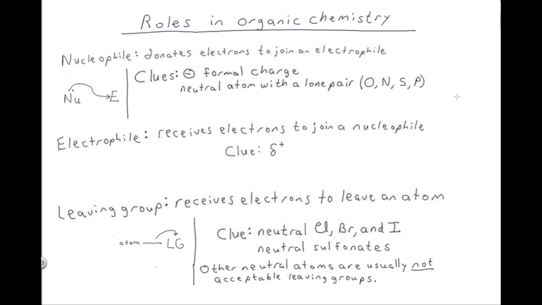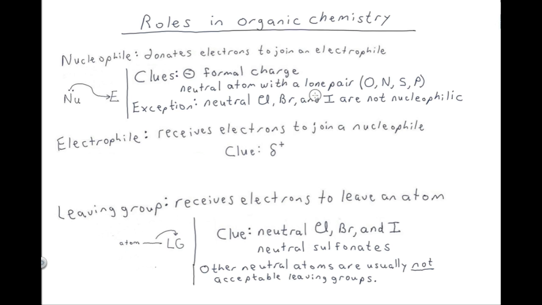Now, unfortunately, almost every rule in organic chemistry has an exception. So there is an exception to this rule. There are some neutral atoms with lone pairs that are not nucleophiles. The exception is neutral chlorine, bromine, and iodide. These have lone pairs, but they're usually not nucleophilic. You can see that chlorine, bromine, and iodine are not on this list of the neutral nucleophiles.